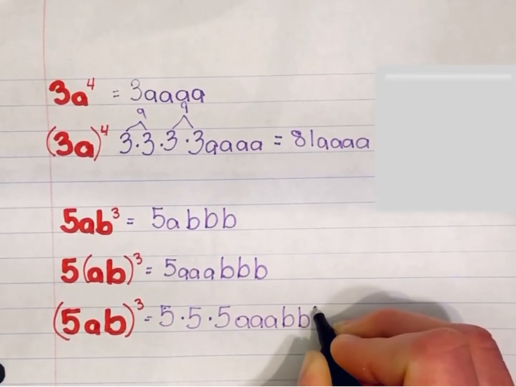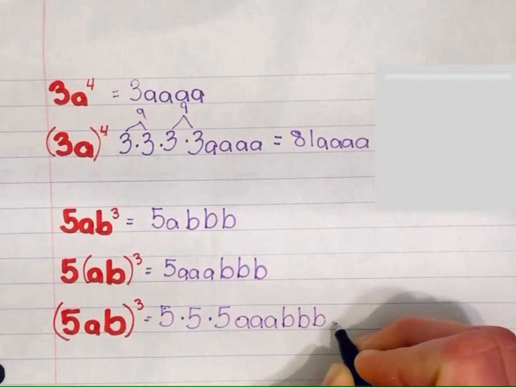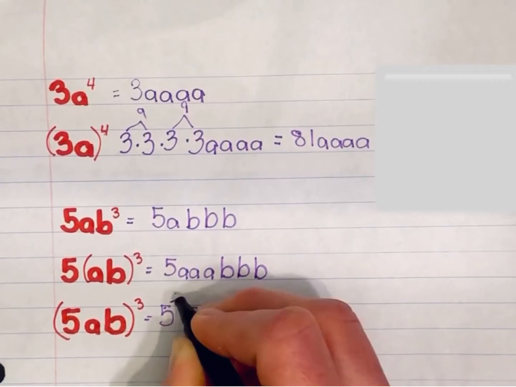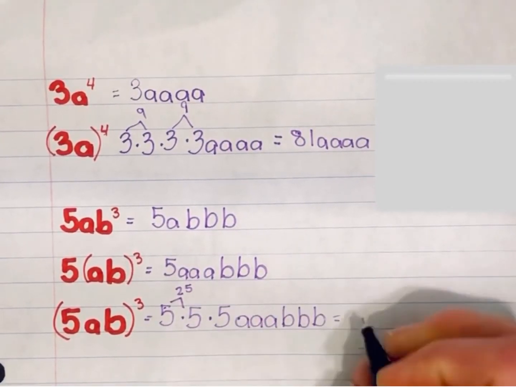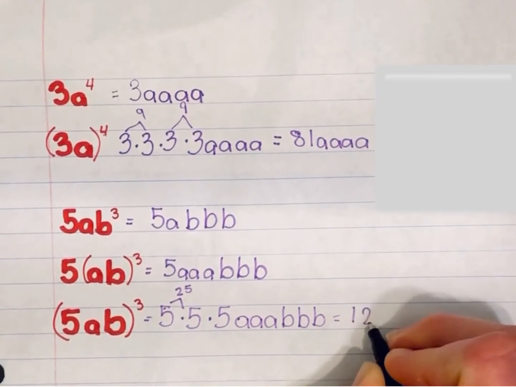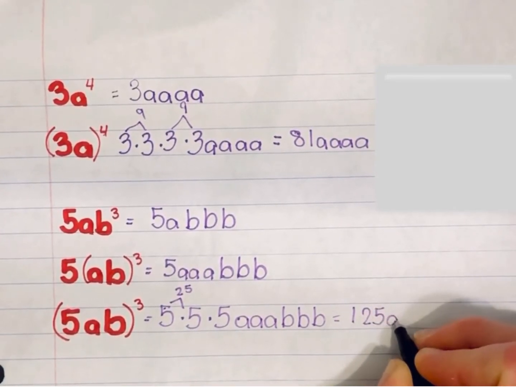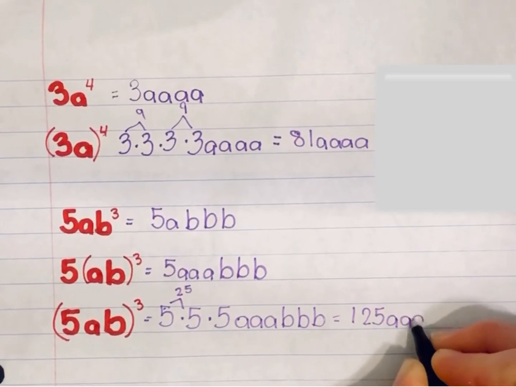To truly put it in expanded form, you're done here. But because I like to take it the extra step, I'm going to go ahead and multiply the 5s out. 5 times 5 is 25. 25 times 5 is 125. A times A times A, B times B times B.